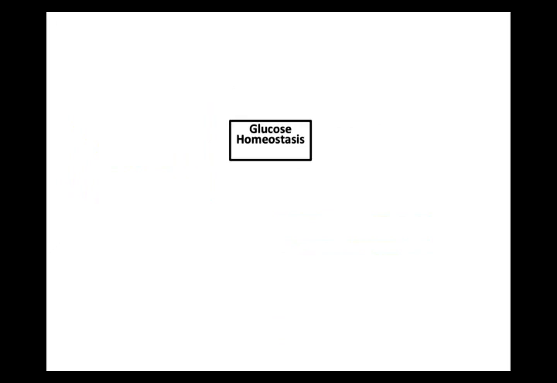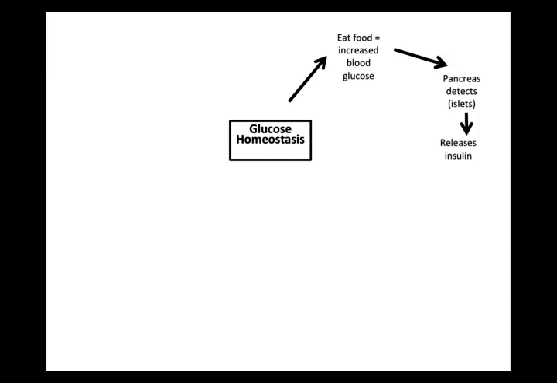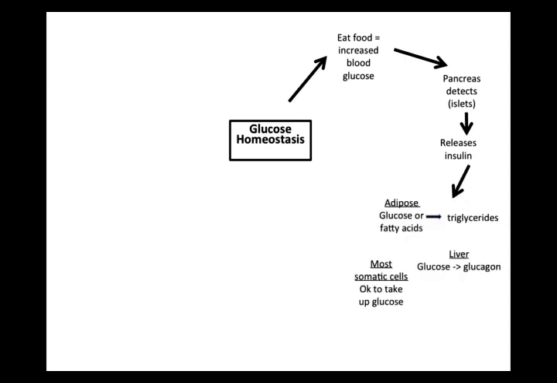When we're talking about glucose homeostasis, let's say, for instance, that you eat some food. Eating food directly increases your blood glucose, and because of that, your pancreas detects this increase. The pancreas then releases some insulin. The insulin will then go to many different targets, one being your adipose.